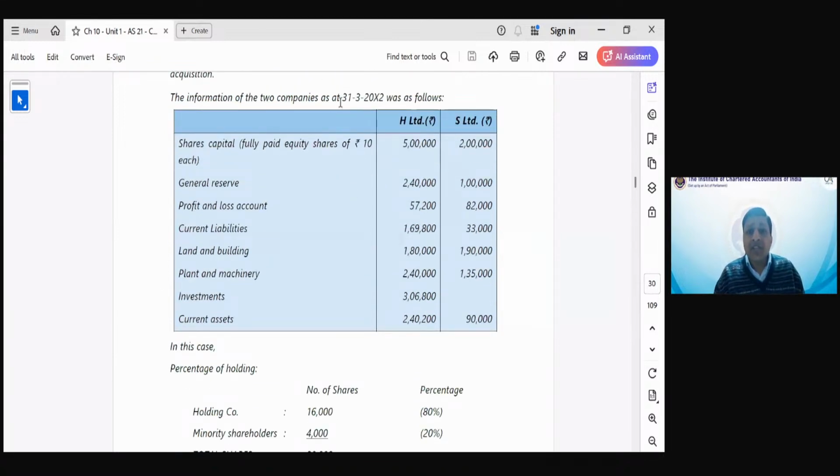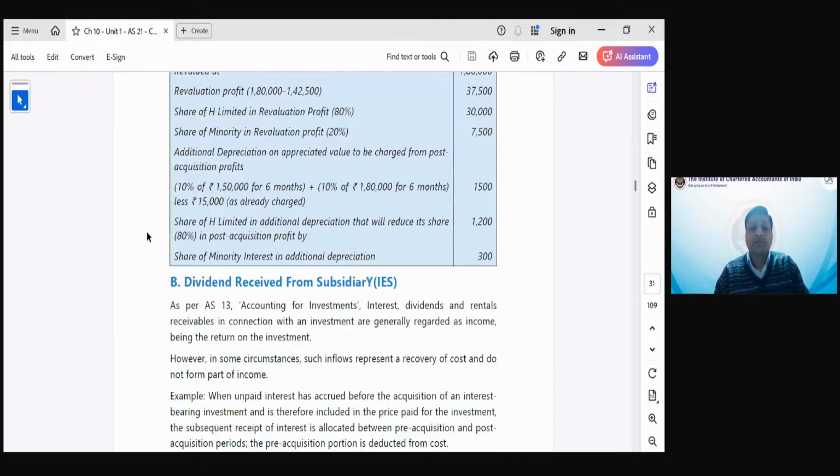Because this information is available to us as on 31st March X2, wherein the value of plant and machinery at the end of the year is 1,35,000. So that means depreciation amounting to 15,000 has been recorded. So the balance amount of depreciation, 16,500 less 15,000, has not been captured. So you need to adjust this additional impact on the P&L.